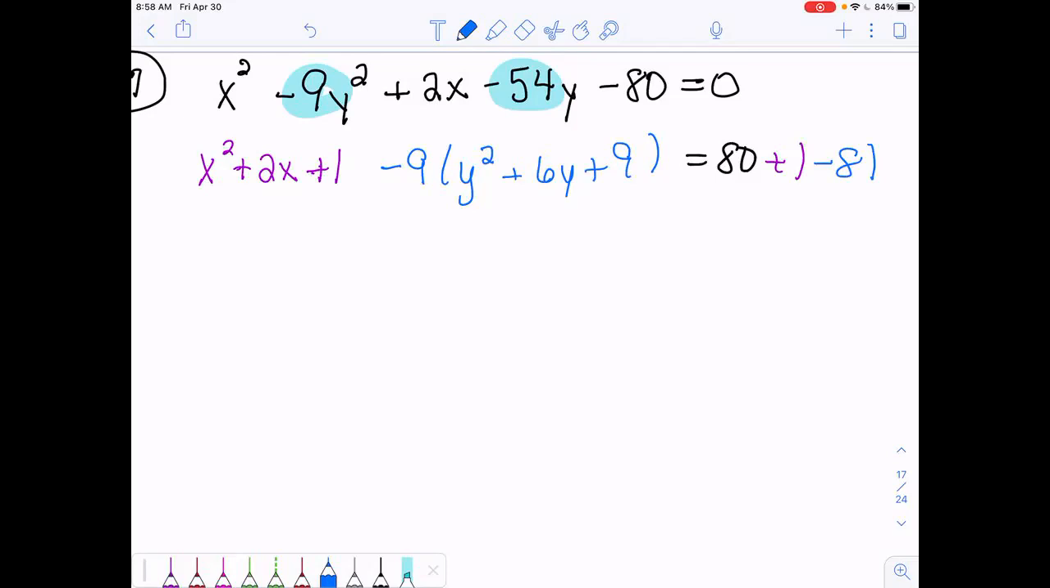So when you complete the square with the x's, you end up with x plus 1, quantity squared. Completing the square with the y's, we get y plus 3, quantity squared. And then on the other side, you get 0. Yeah, you get a big 0 over there.